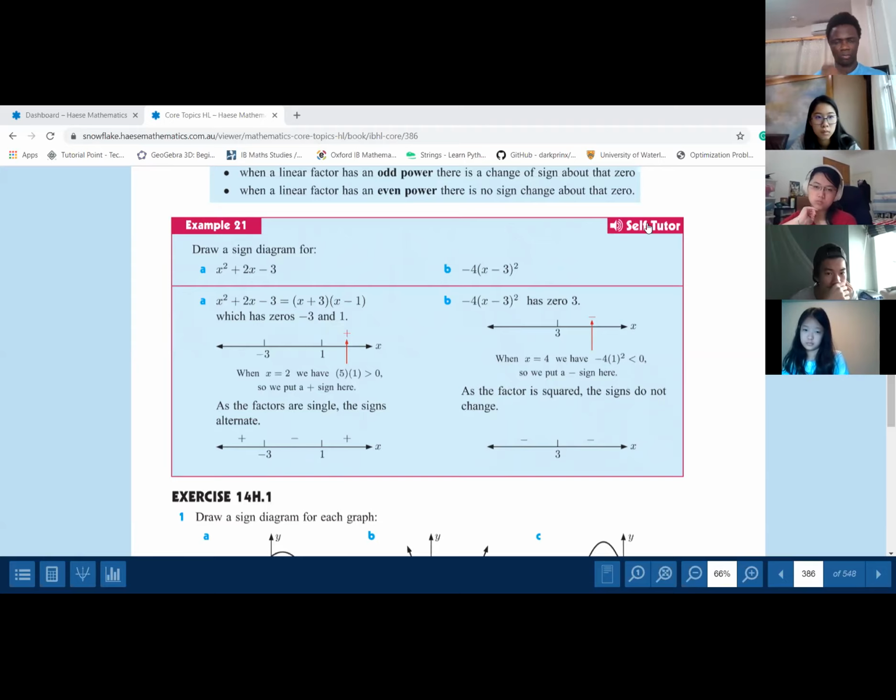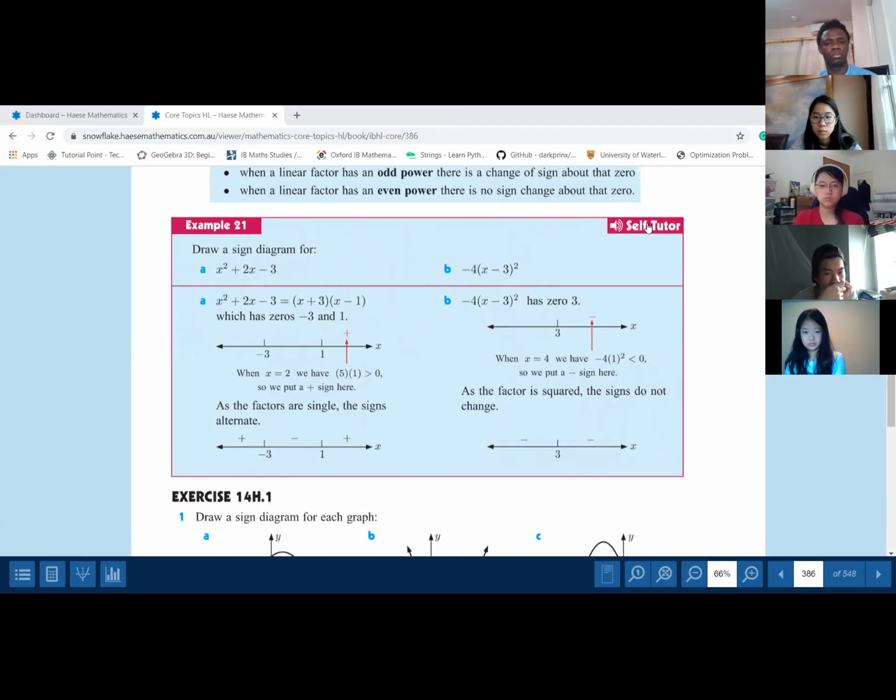Alternatively, you could recognize that the coefficient of x squared is positive. This means the quadratic must be concave up, and so for large x, it must be positive. A linear factor that is raised to the power of 1 is called a single linear factor. The graph cuts the x-axis at the 0 corresponding to the factor, so the function changes sign at this point. X plus 3 and x minus 1 are both single linear factors. There is a change in sign about each 0, so the signs on the sign diagram alternate.